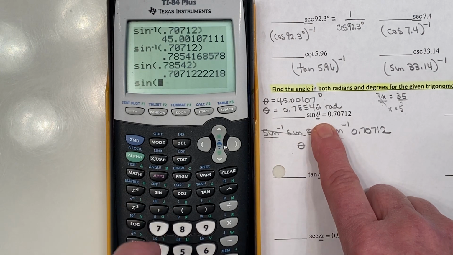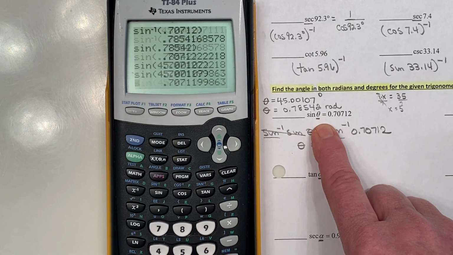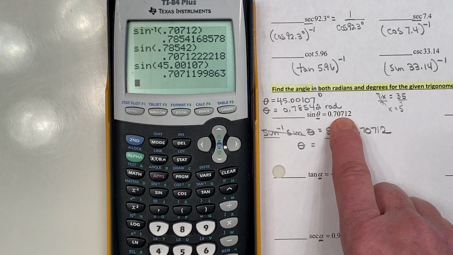What's the sine of 45.00107? I don't need the degree symbol because I'm in degree mode. Yes, I get that decimal, close enough.